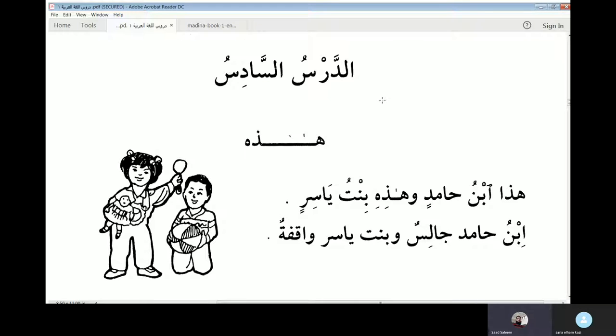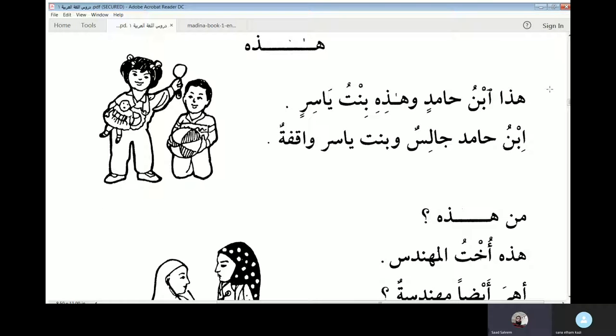So we have Dars Sadis here, lesson six. You will learn about hadhihi, which is for feminine. Okay, Mr. Mujahid, let's start. Hadha ibnu Hamidin, wa hadhihi bintu Yasirin. This is Hamid's son, and this is Yasir's daughter. Ibnu Hamidin jalisun, wa bintu Yasirin waqifatun. The son of Hamid is sitting, and the daughter of Yasir is standing. Why are we using waqifatun and not waqifun? Because it is for bint, Yasir's daughter. Good.